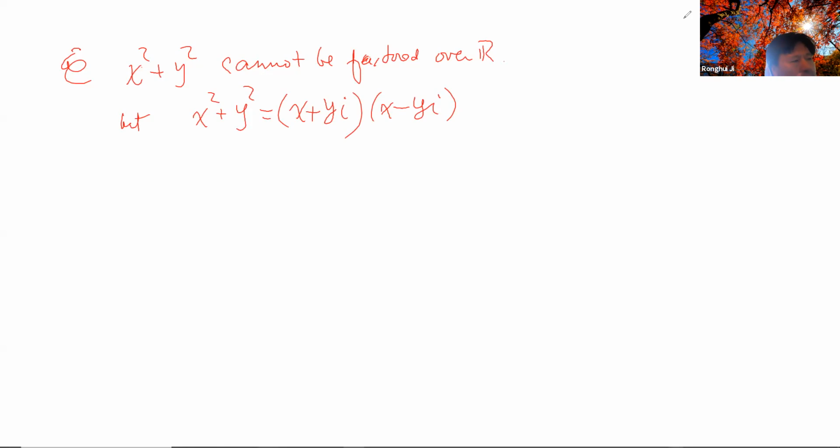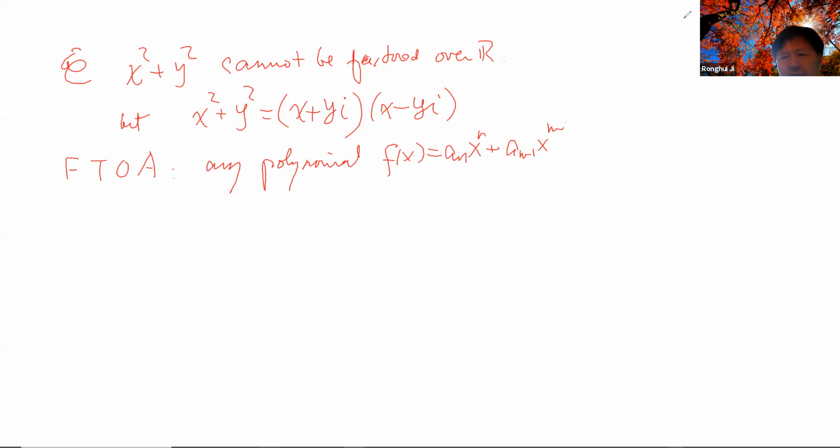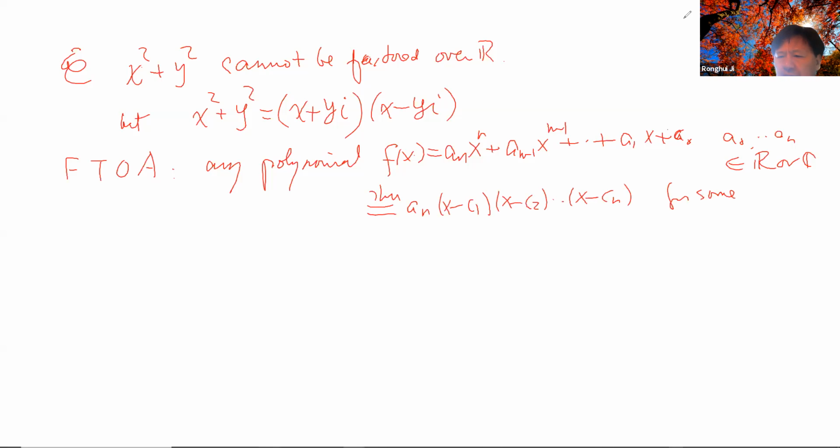And later on, we're going to show you that any polynomial in x can be factored over complex numbers like this. There is a so-called fundamental theorem of algebra, which says that any polynomial f(x) equals a_n x to the nth power plus ... plus a_1 x plus a_0, a polynomial over the complex numbers or real numbers, it doesn't matter, can be written as a_n times (x minus c1)(x minus c2)...(x minus cn) for some complex numbers. In other words, you can always factor it over complex numbers.